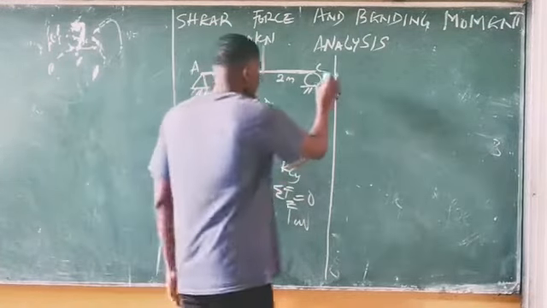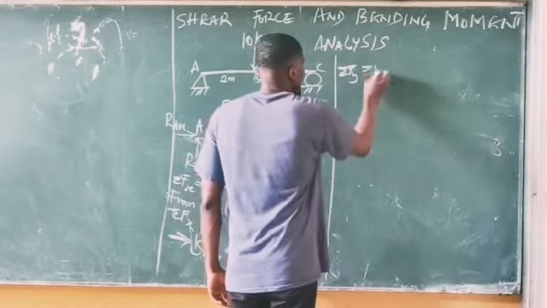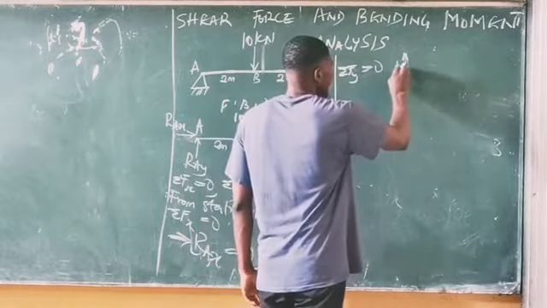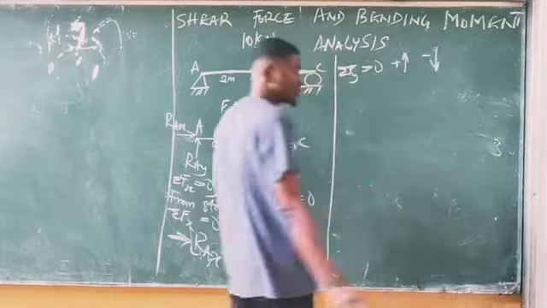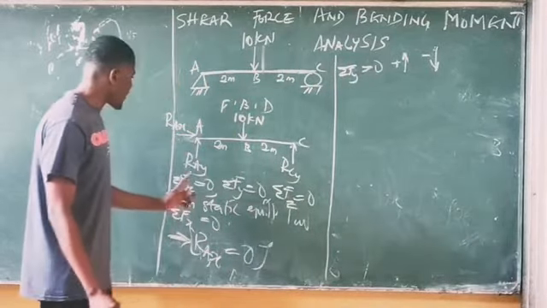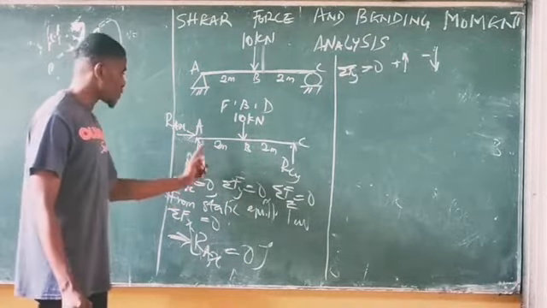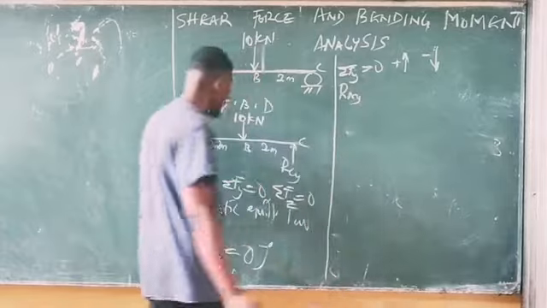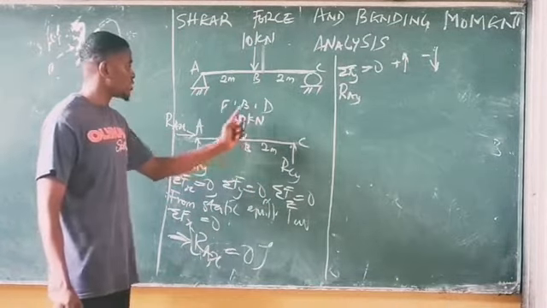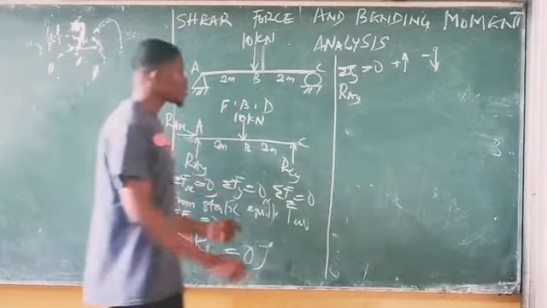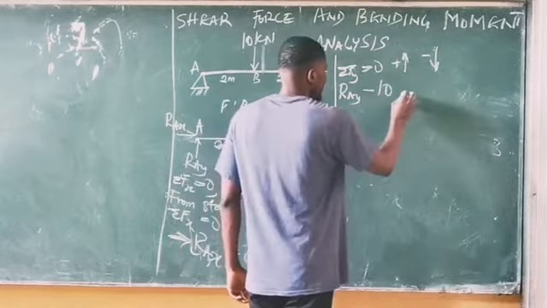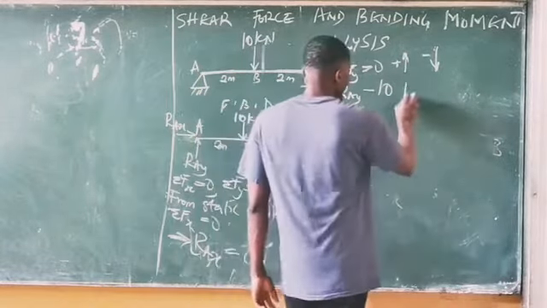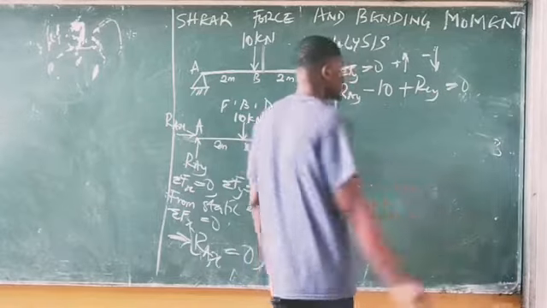The next is summation Fy is equal to 0. So we sum all the vertical forces, considering upward force as positive and downward force as negative. We have RAY as an upward force, and it's positive because it's pointing upwards. The next force we have on the beam is 10 kilonewtons acting downward, so it's negative. So we have minus 10 kilonewtons. The next force is RCY upward, so it's positive. So plus RCY, and that's equal to 0.